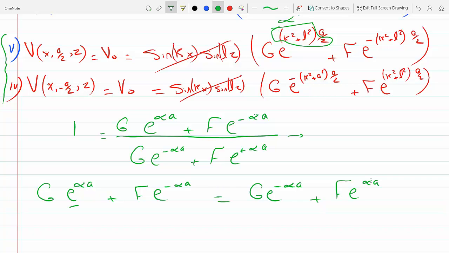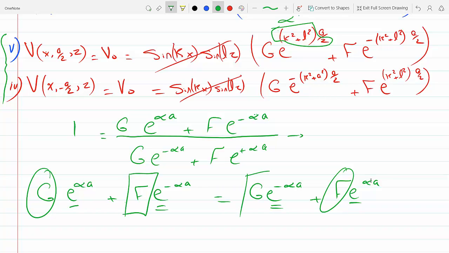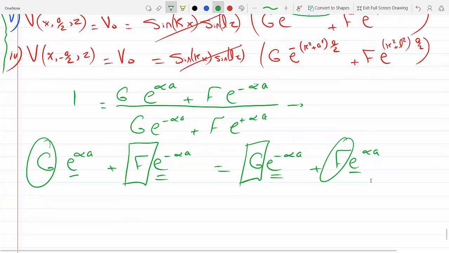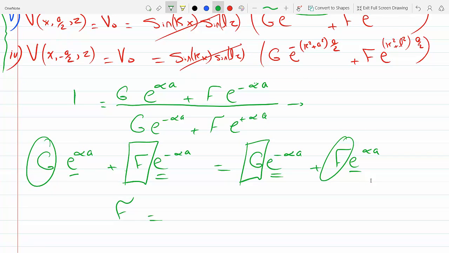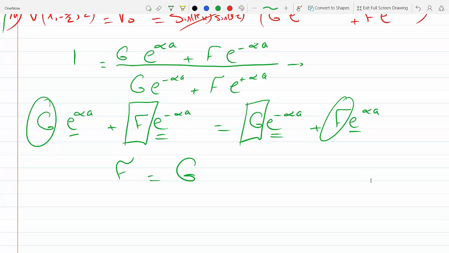Now if those are the same exponentials, their coefficients have to be equal, and the same exact story here. This has to equal this, and therefore what these boundary conditions are telling us is that f has to equal g. So technically I have one boundary condition that is left to be determined, right? So f has to equal g.